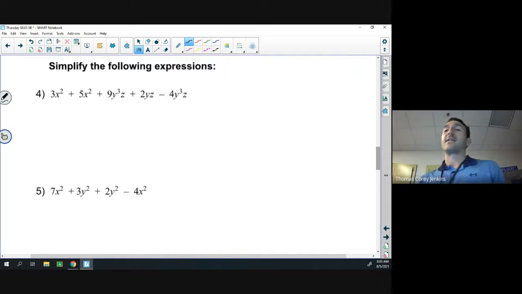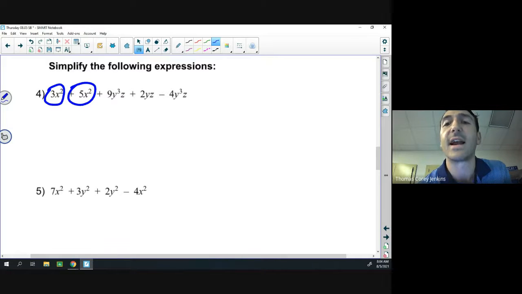It says to simplify the following expressions. We notice we don't know any values for x, y, or z. So all we can really do here is combine like terms. All right. So I like to start from left to right here. So I have 3x squared. Are there any other x squared terms? Yes. Right. So those two are going to be added together.